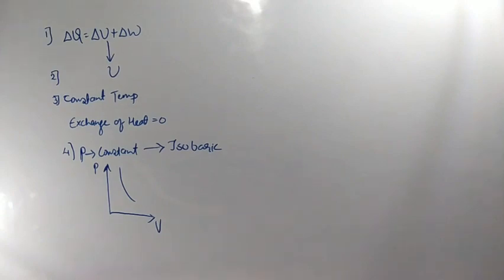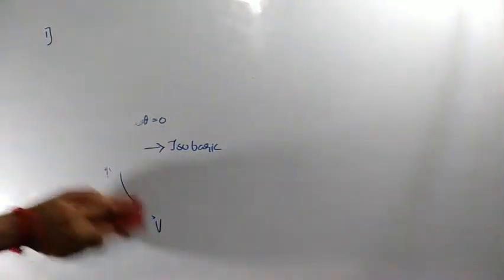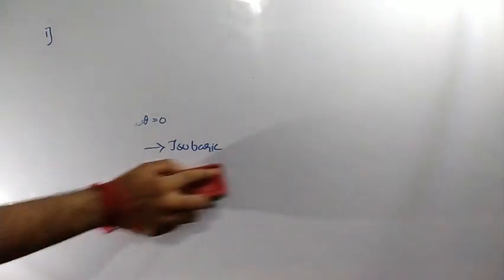Next question. Which quantity is kept constant in an adiabatic process? Anybody know? Don't know? Heat will be kept constant. That means delta Q will be equal to 0 in the case of an adiabatic process.